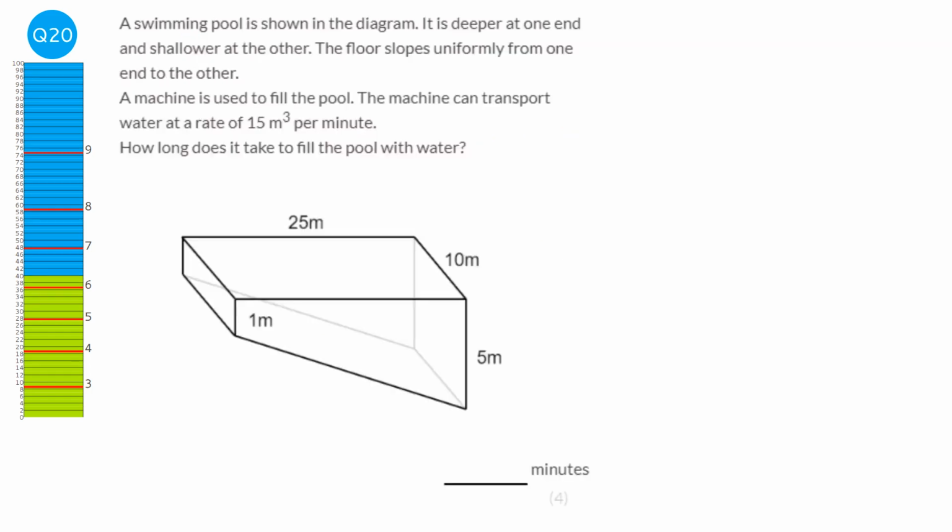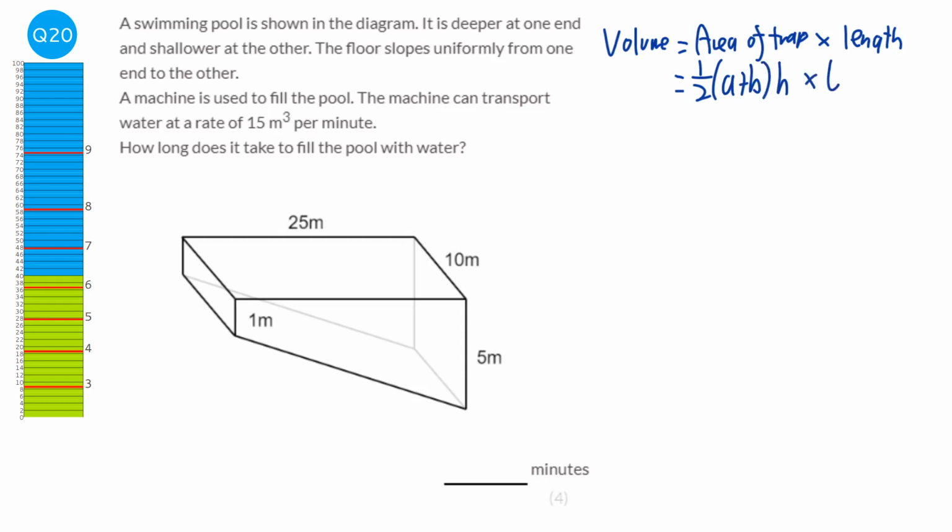First thing we need to do is work out the volume of this prism, and it's a trapezium based prism, so the volume will be the area of the cross section, or area of the trapezium, times the length, how 3D the prism is. So trapezium is half a plus b h, and then times the length.